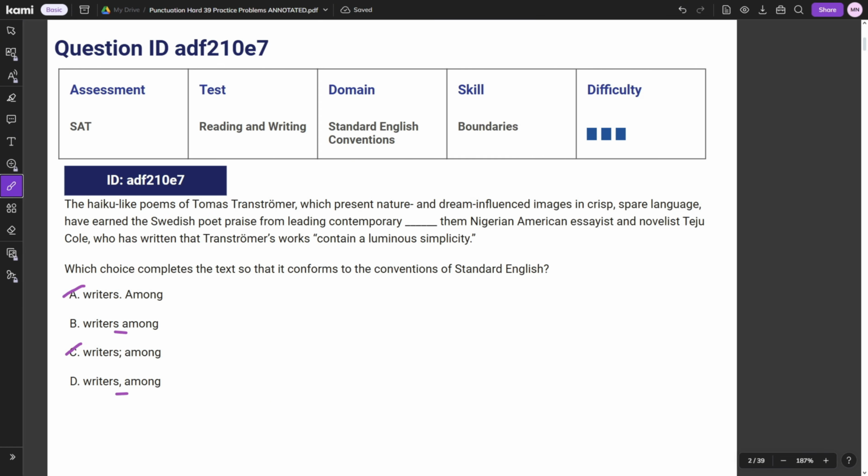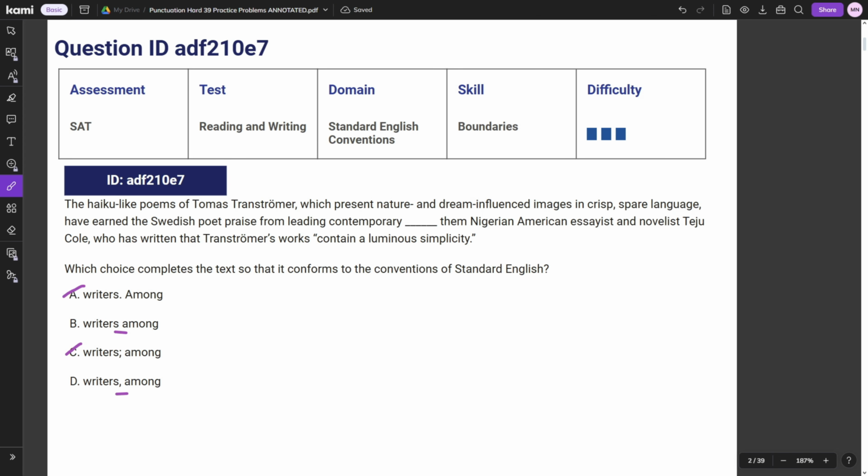And I'll tell you right now, 90% of the time, it's never going to be the answer without any punctuation. However, just to be sure, let's look at our text and see if it would make sense to include a comma. The thing about punctuation is that most of the time they're going to come in pairs. So if you see a dash, there's usually 2 dashes, and if you see a comma, there's usually 2 commas.